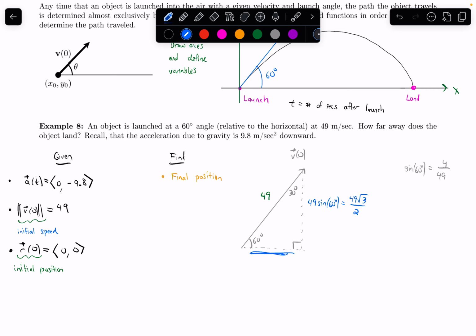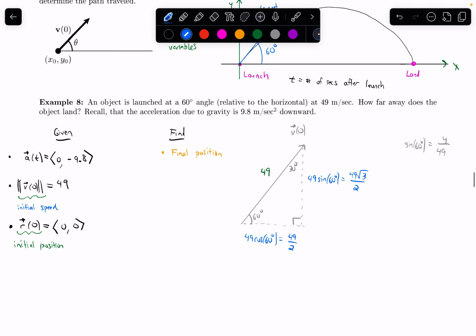If I do the same thing for this length here, I would have to use cosine of 60 rather than sine of 60. So I'll get 49 times cosine of 60. And cosine of 60 is 1/2. So I get 49 over 2. Okay, and now I have enough to write down my velocity vector.